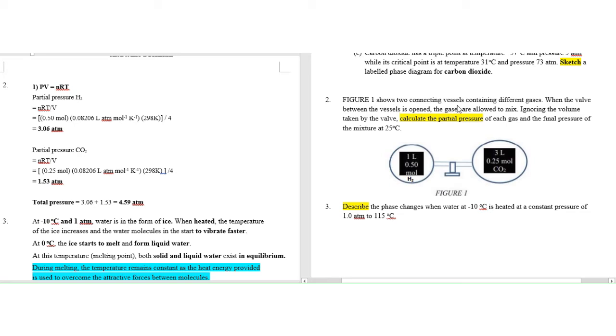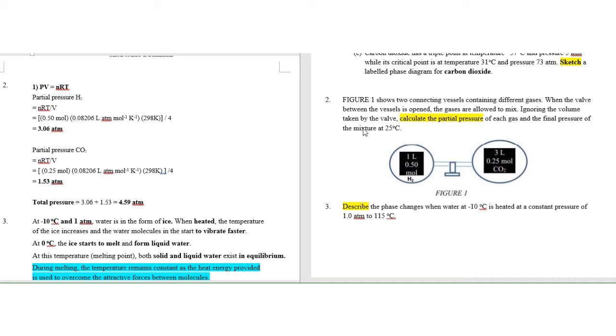Figure 1 shows two connecting vessels containing different gases. The first one is hydrogen, 1 liter, 0.5 mole. Another one is 3 liter, 0.25 mole for carbon dioxide. When the valve between the vessels is open, the gases are allowed to mix. What is the change? The change is just that now here is 1 liter, here 3 liter. When it opens and combines, it is equal to 4 liter.